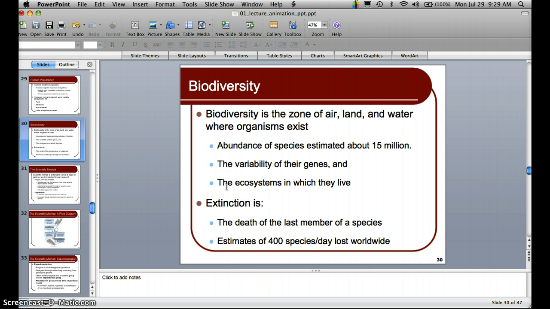Extinction is the death of the last member of a species, and an estimated 400 species per day are lost worldwide. As you could see, some of these organisms we may not even know. So 15 million abundant species, with an estimated 400 species per day lost worldwide.